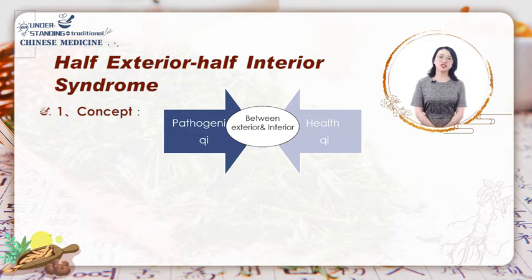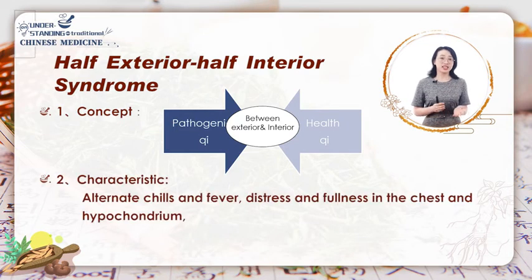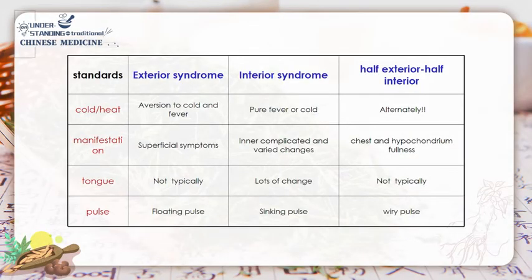It is when the pathogenic qi and healthy qi are fighting and lingering between the exterior and interior area, manifested as alternating chills and fever, distress and fullness in the chest and hypochondria. In the chart, we have listed the information about the three location syndromes. You can have a look.